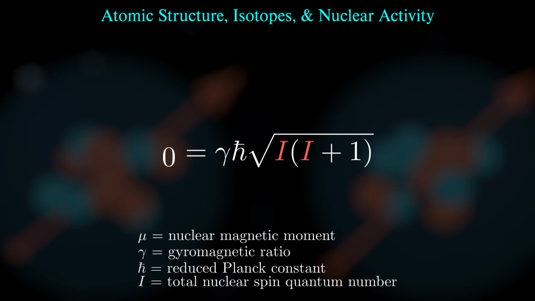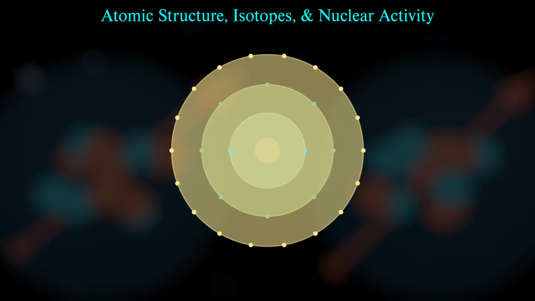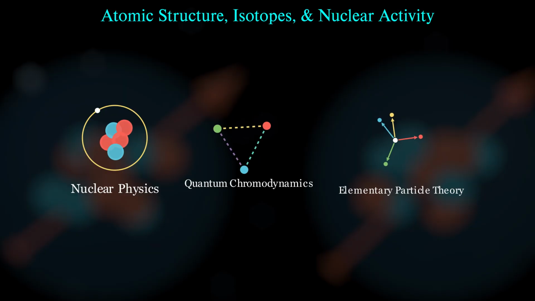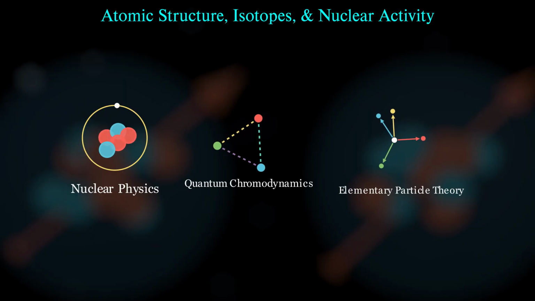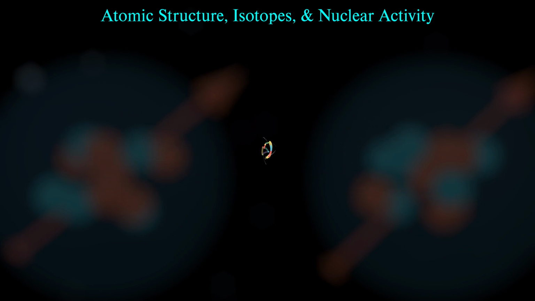Now, determining the exact nuclear spin for every isotope is actually a pretty deep problem, and the best model we currently have is called the nuclear shell model. And going far down that rabbit hole quickly pulls you into nuclear physics, quantum chromodynamics, and elementary particle theory, which is definitely outside the scope of this video.